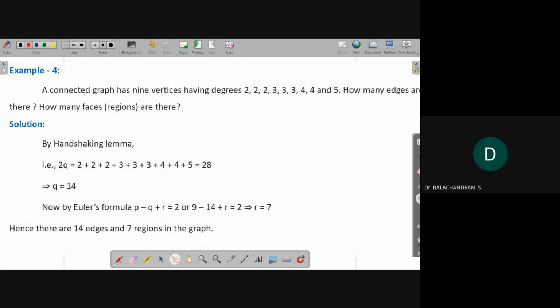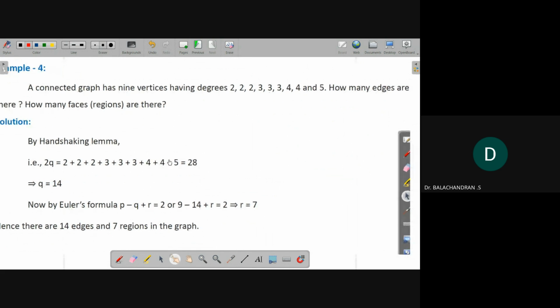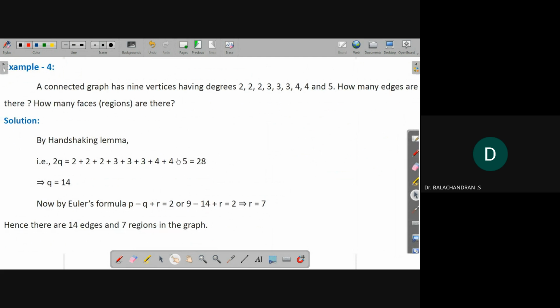So in this question, what is given? A connected graph having 9 vertices. How many edges are there? They're asking for Q, or E. Here they are using P minus Q plus R, where usually we say N minus E plus F. If you want to use their notation, you can use their notation, no problem.